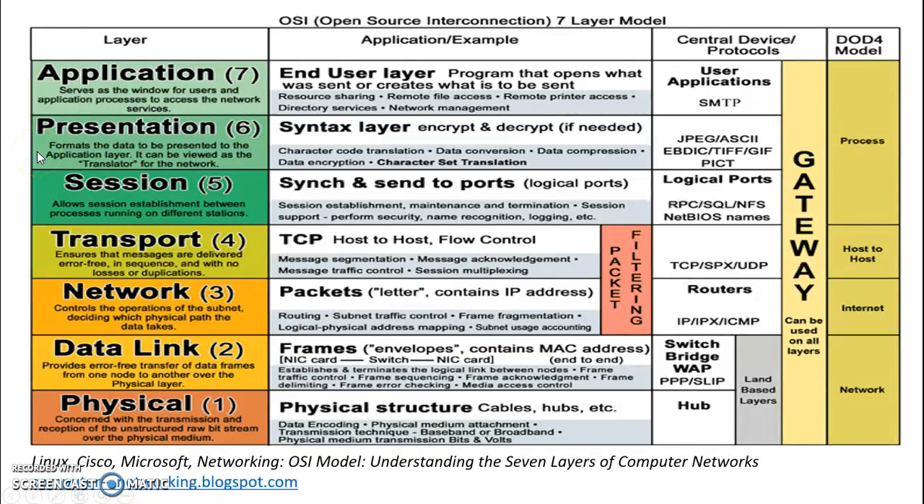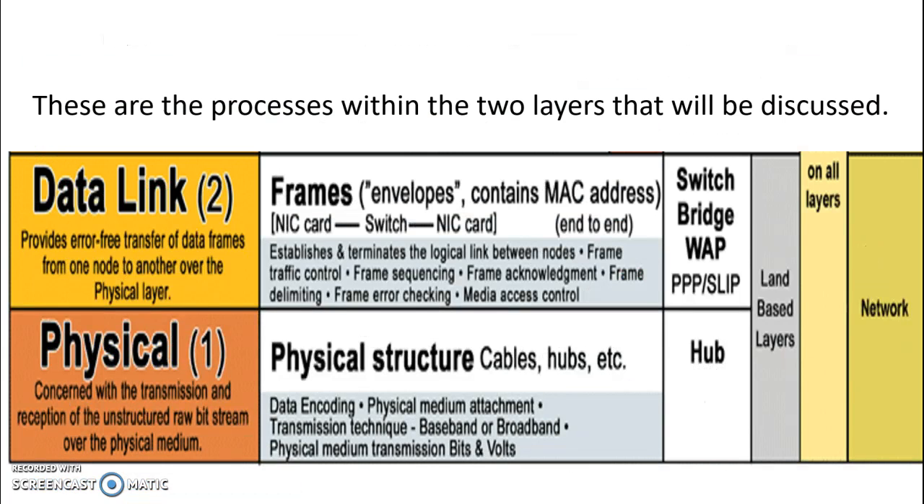Then you have the sixth layer, which is the presentation layer, and that formats the data to be presented in the application layer so that it can be executed. The seventh layer is the application layer, and this serves as the window for users and application processes to access the network services. These are the processes within the two layers that we will be discussing: the data link layer, which is layer 2, and the physical layer, which is layer 1.